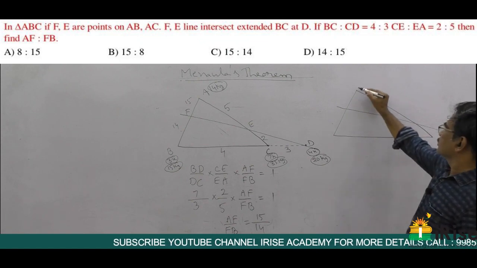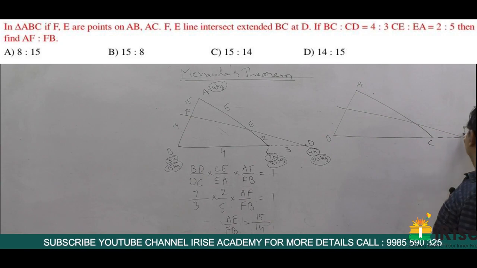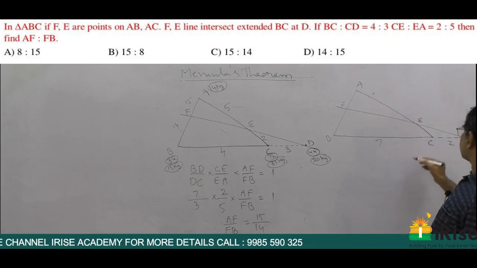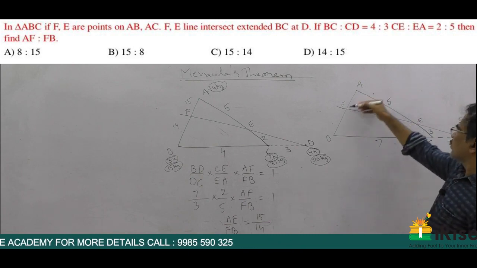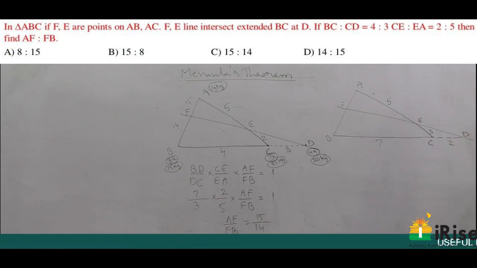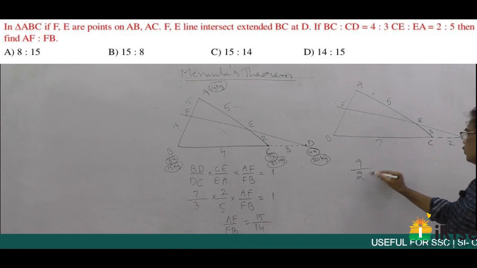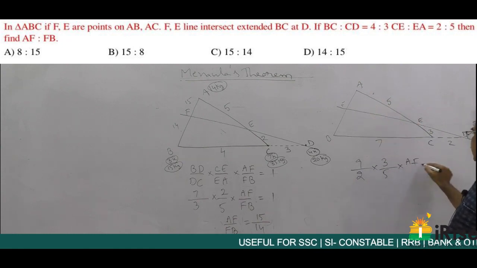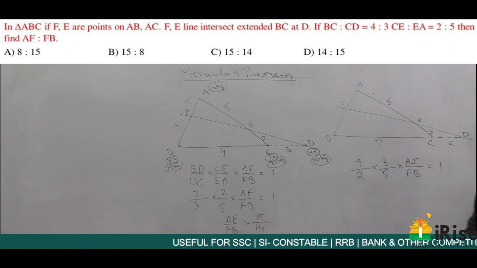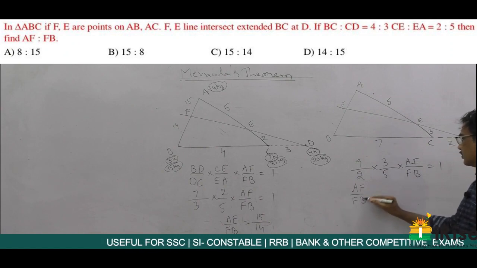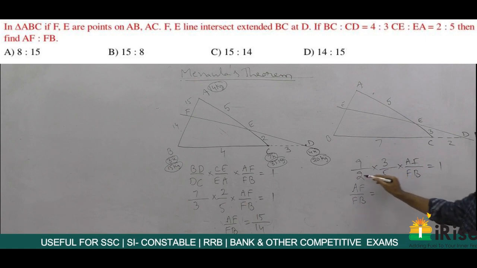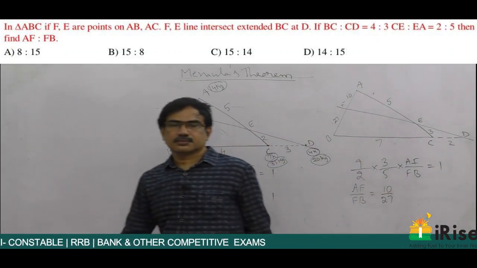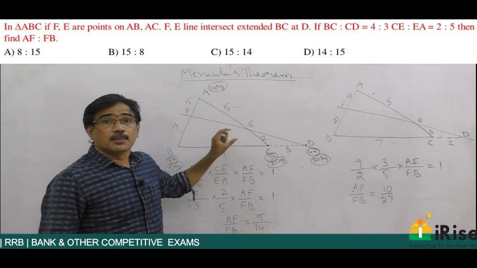A line drawn here like this, A, B, C, extended which meets at D, this is E, this is F. If this is 7 parts, this is 2 parts, this is some 3 parts, this is some 5 parts, then what is AF by FB? BD 9 parts by DC 2 parts into CE 3 parts by EA 5 parts into AF by FB is equal to 1. So then what is AF by FB? AF by FB is equal to 10 by 27. This is 10 parts is to 27 parts. So this is the importance of Menelaus's theorem.